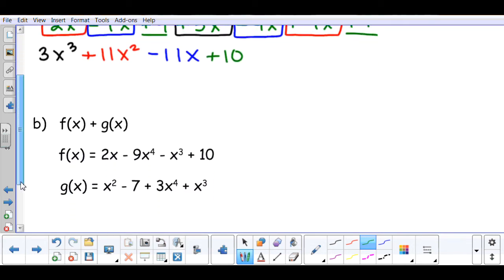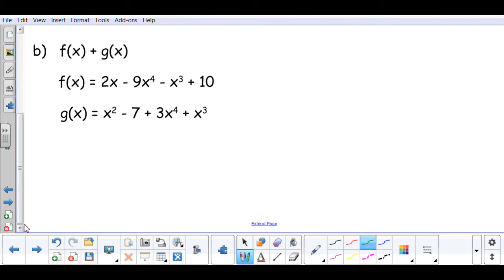Now in letter B, they don't have the problem already set up for us. They're telling me f of x plus g of x. And they give me the expression for f, and they give me the expression for g. So I'm going to plug these in.